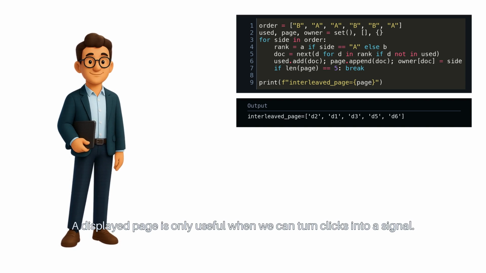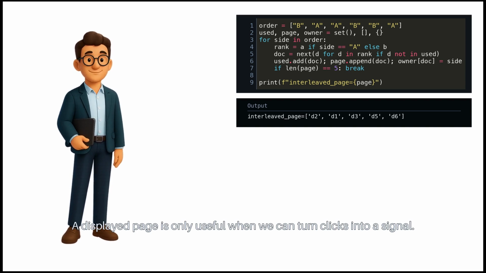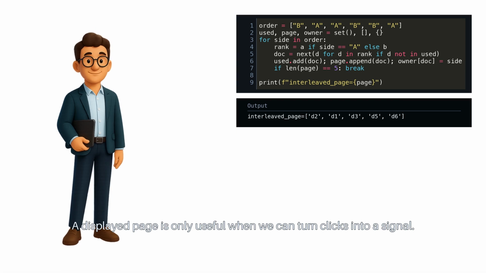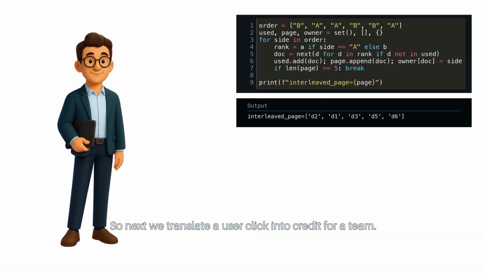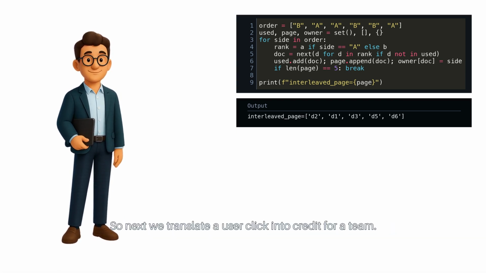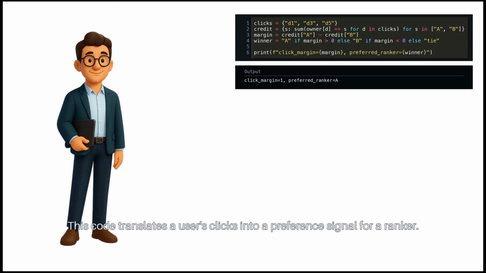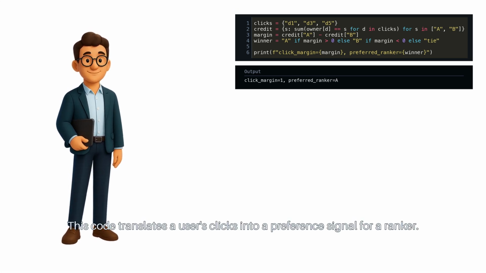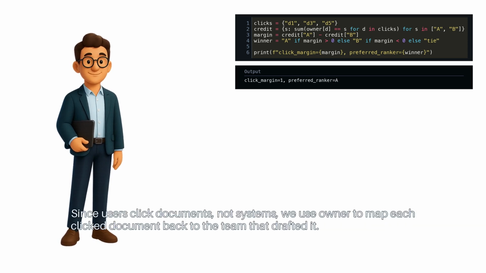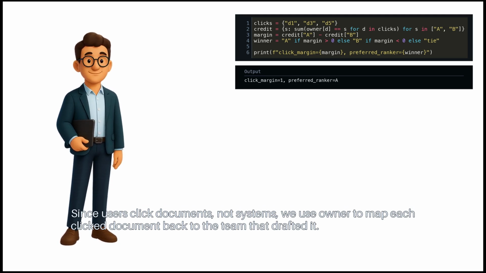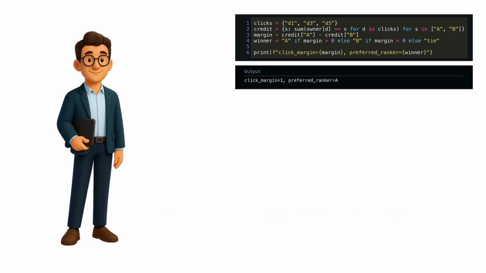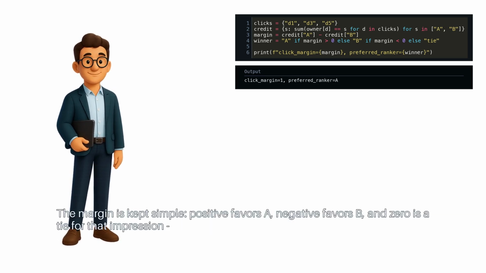A displayed page is only useful when we can turn clicks into a signal. So next, we translate a user click into credit for a team. This code translates a user's clicks into a preference signal for a ranker. Since users click documents, not systems, we use owner to map each click document back to the team that drafted it. The margin is kept simple.